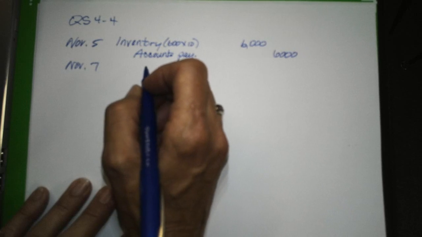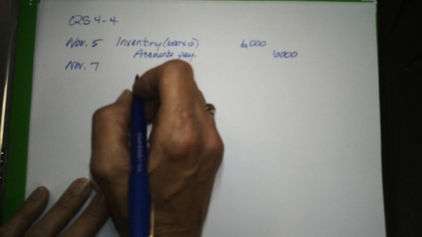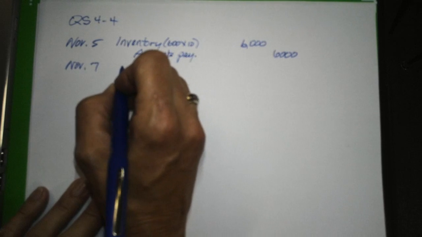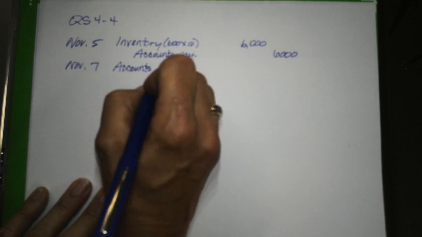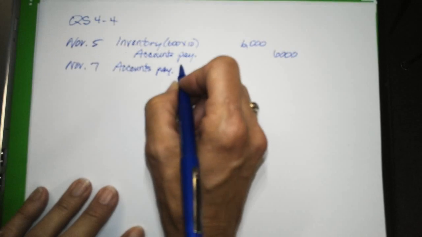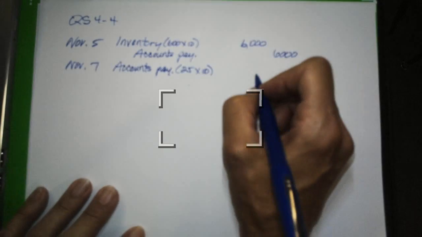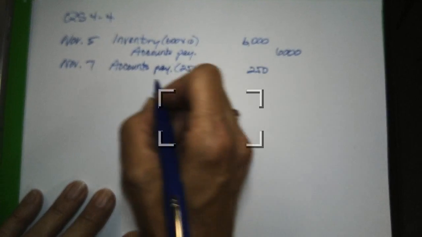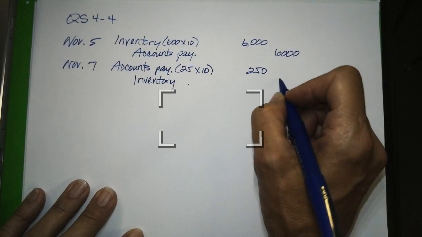Because in a perpetual inventory, we want to know what we have all the time. So I'm not going to pay them anymore for what I'm returning. So I'm going to reduce accounts payable for 25 units at $10. So that's $250. And I'm going to reduce inventory for $250.